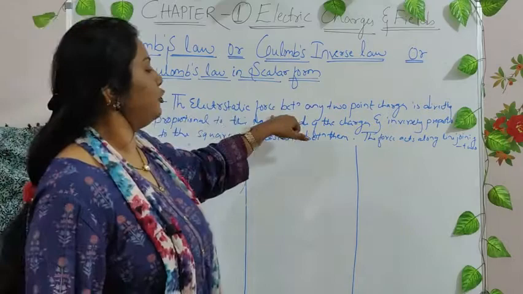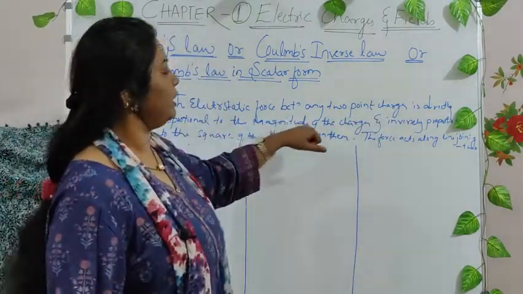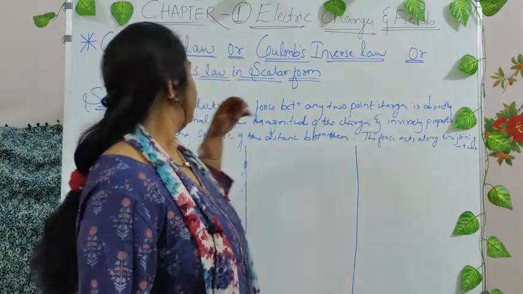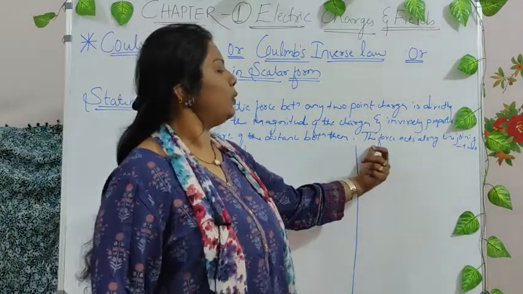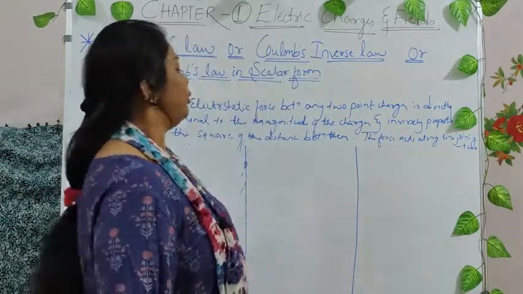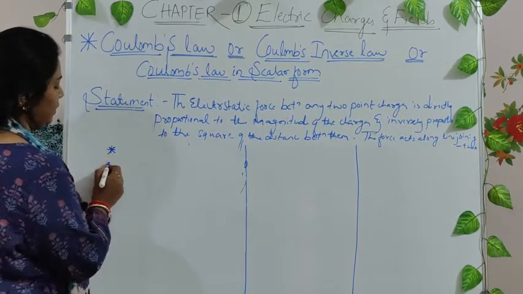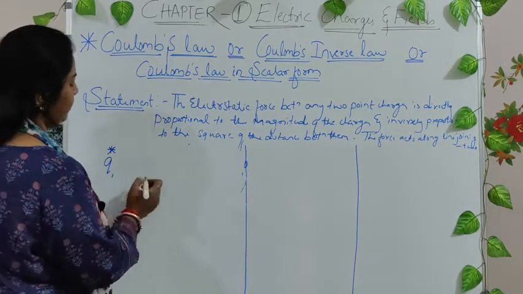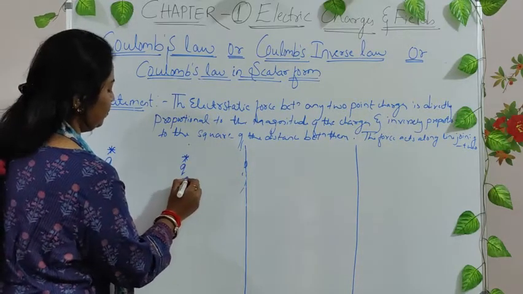The electrostatic force between any two point charges is directly proportional to the magnitude of the charges and inversely proportional to the square of the distance between them. And the force always acts along the line joining the two charges. For example, let us say you have two point charges. I have told you what point charges are. Now there are two point charges, Q1 and Q2.